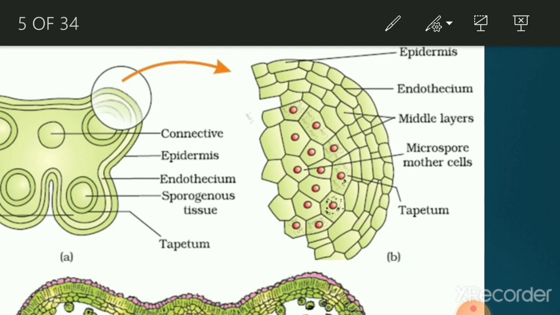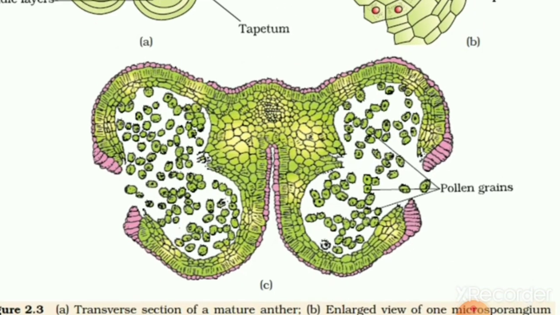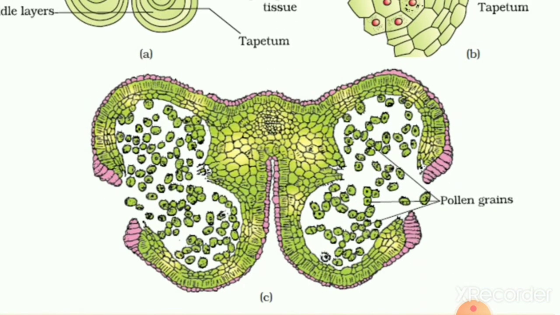When this microspore mother cell divides by the process of meiosis, 4 haploid male gametes, or we can say pollen grains, are formed. Now you can see in the diagram that in a mature anther, when pollen grains are formed, there is a gap present between the membrane. This is the line of dehiscence. So from this point, dehiscence takes place.